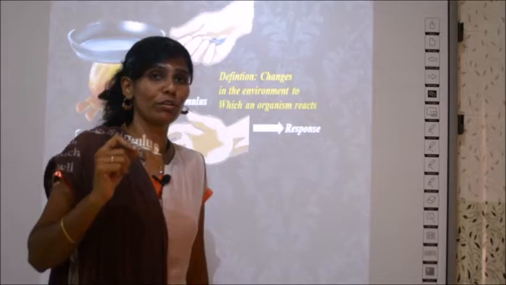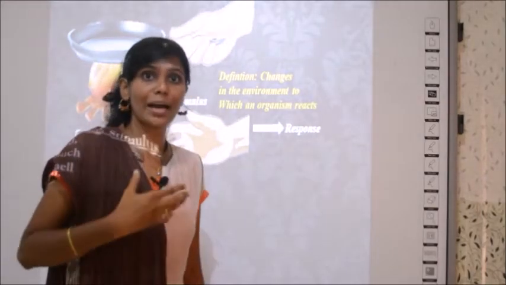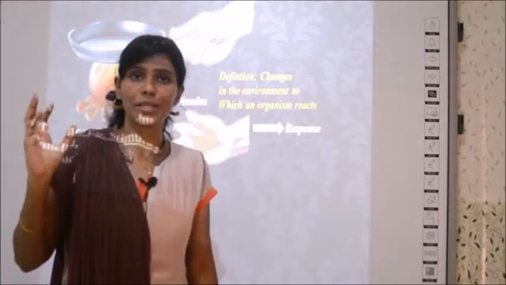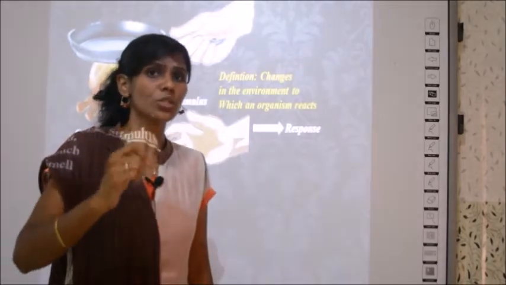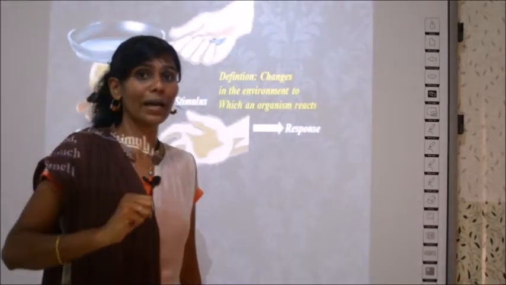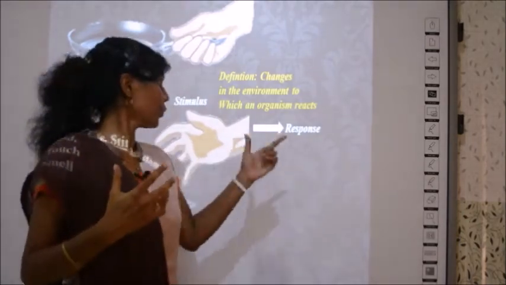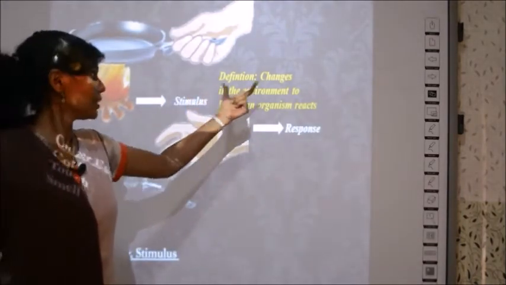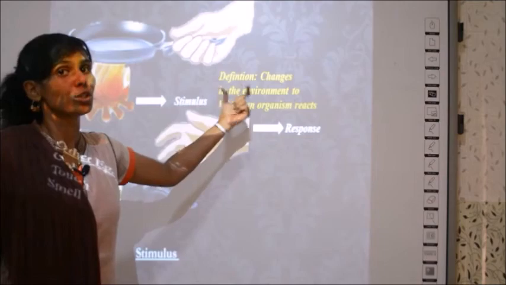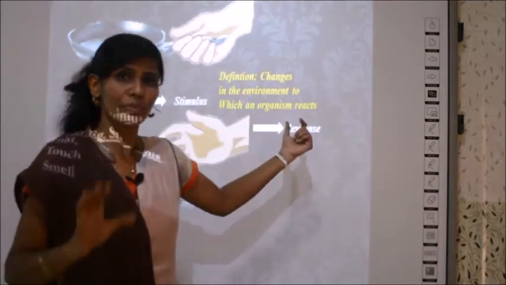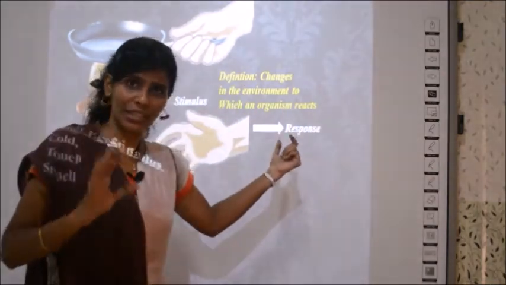to which an organism reacts. What is the output of this? What does the man do? The man reacts by taking away his hand. When there is a change in the temperature of the pan, the man reacted by taking away his hand. So that's what is defined: changes in the environment to which an organism reacts. Clear now? Easy now, right?